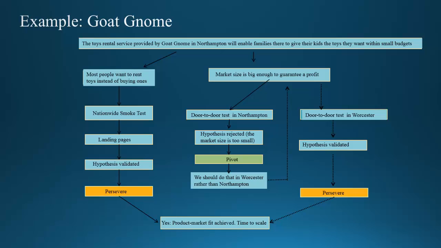The nationwide small test went well. A lot of potential customers were interested in renting toys. However, through the door-to-door sales test, they found that the market size in Northampton was not big enough to guarantee a profit. Thus, they decided to test their business in Worcester, which was validated. So this is hypothesis-driven entrepreneurship for validating a startup's proposed business model.